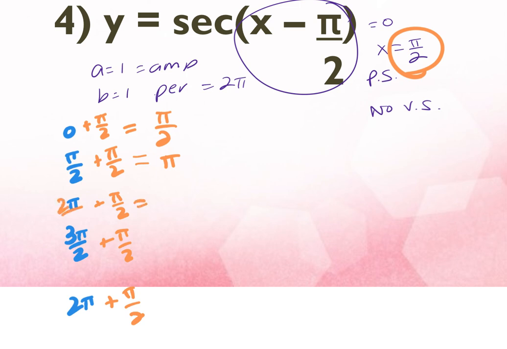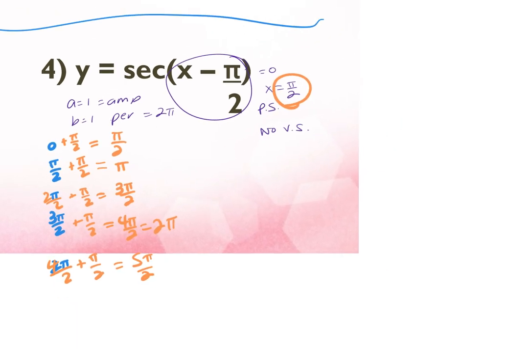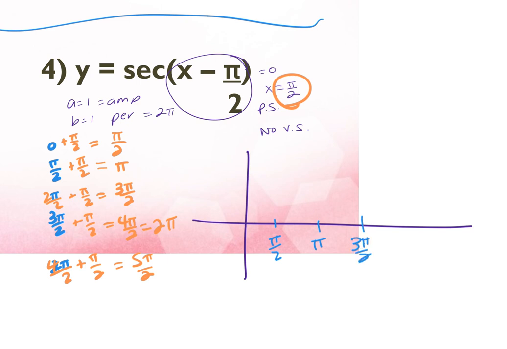This would be 2 pi over 2 plus pi over 2, so 3 pi over 2. 4 pi over 2, which is 2 pi. And this becomes 4 pi over 2, so 5 pi over 2. And those are your key points. So they're going on the x-axis. Pi over 2 is the first one, then pi, 3 pi over 2, 2 pi, 5 pi over 2.